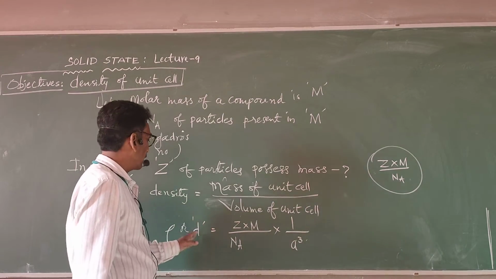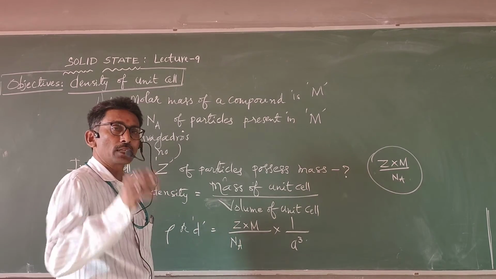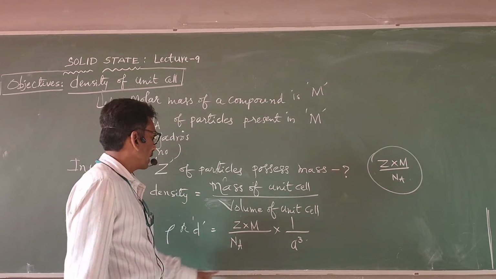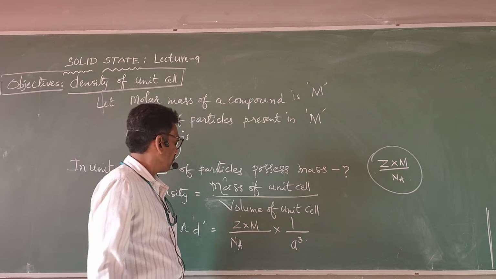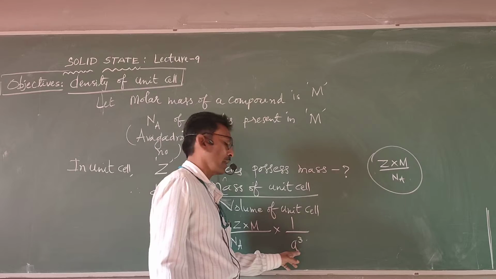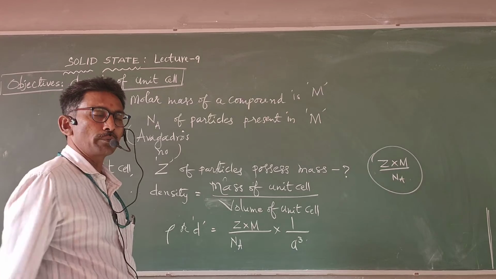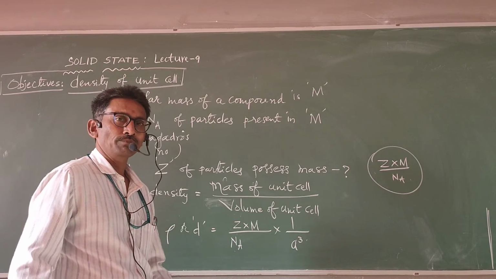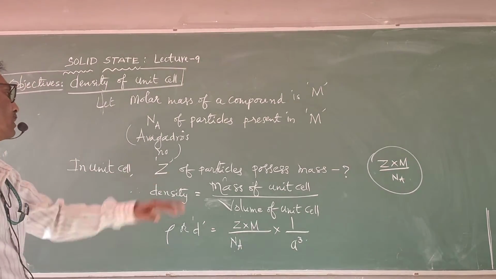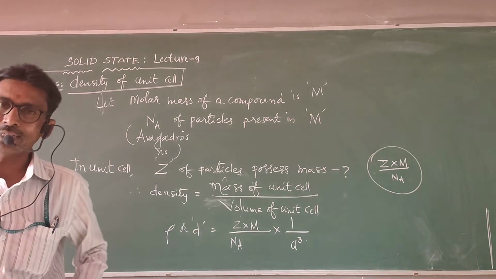How many terms are there? d is the density of the crystal or unit cell. Z is the number of atoms per unit cell, already discussed in the previous case. M is the molar mass of the crystal given in the problem. Na is the Avogadro number, fixed like your birth date, that is 6.022 into 10 to the power 23 particles. a is to be given in picometers, nanometers or angstrom units. In this way, the edge length is to be given. After that, any one is to be asked by supplying the other remaining terms.